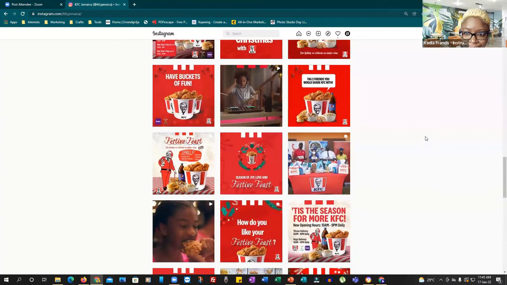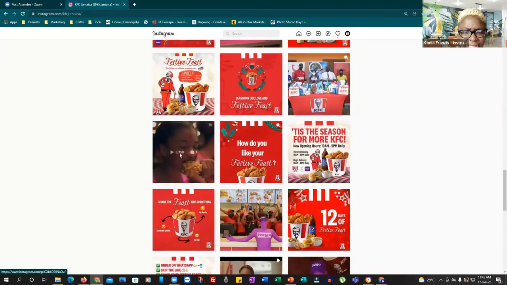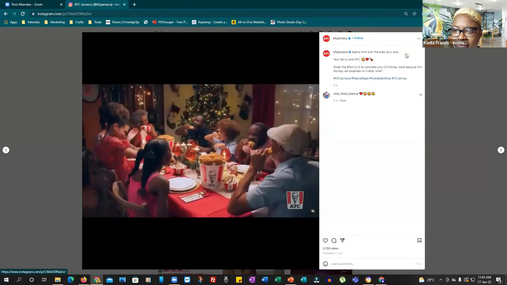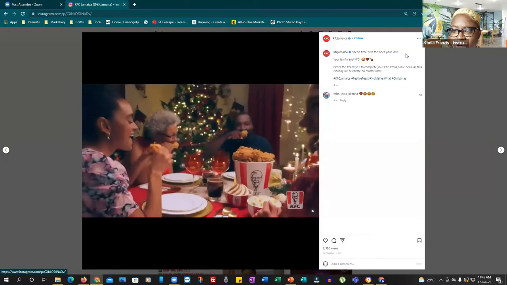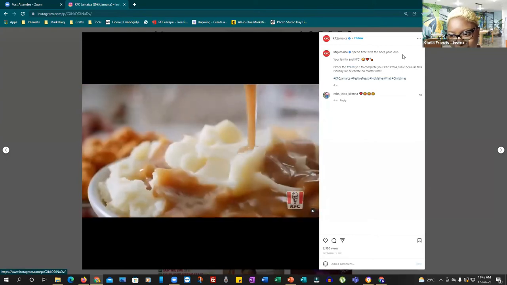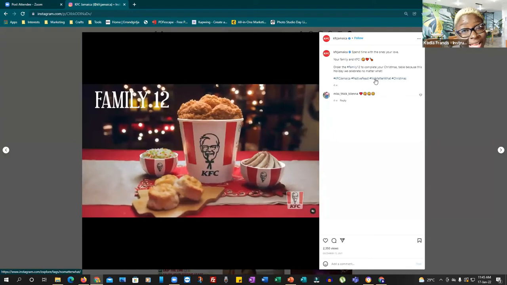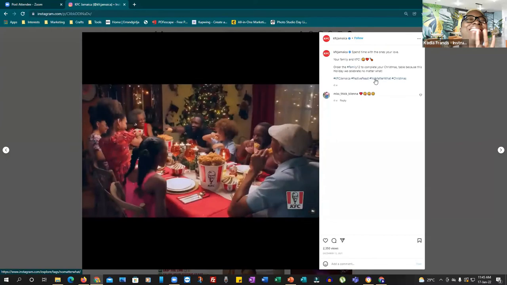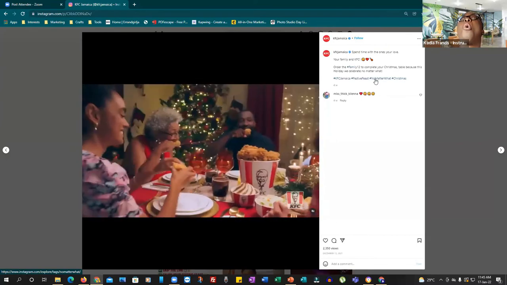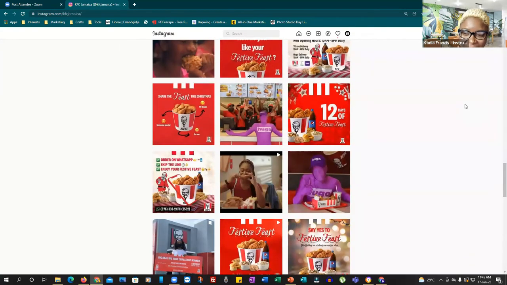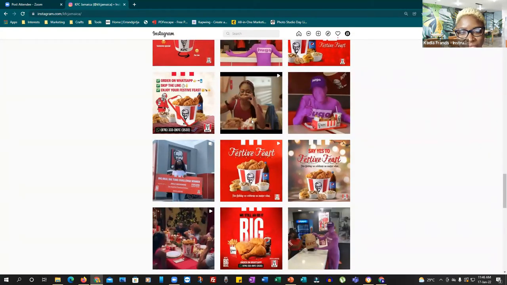Pushing KFC still. There was a family one. Here it is. This family one. Spend time with the ones you love. With the ones you love, your family and KFC. KFC knows. They know. You see this hashtag here, sir? No matter what, KFC knows that no matter what, we're going to buy KFC chicken. Right? So KFC had a lot of marketing throughout the festive season.